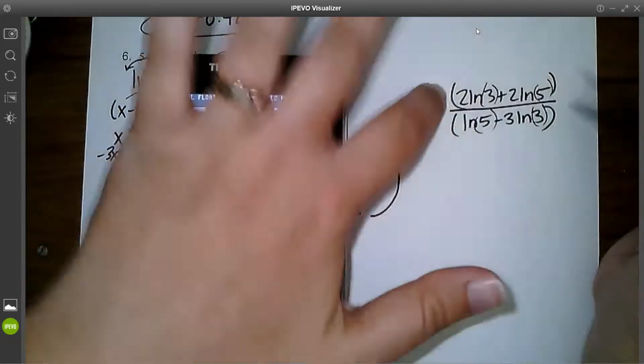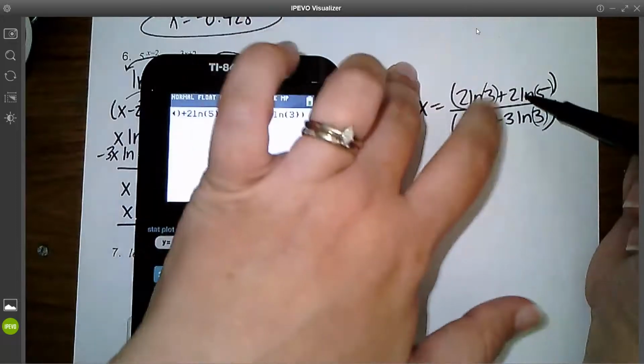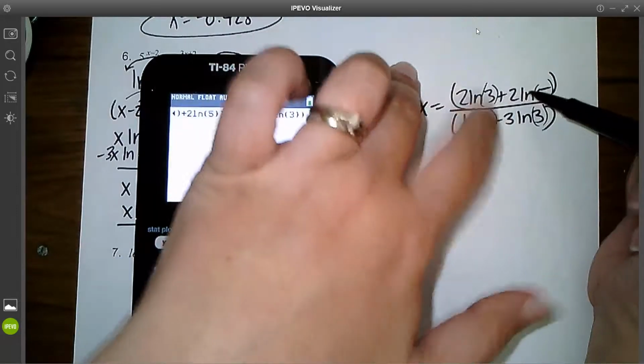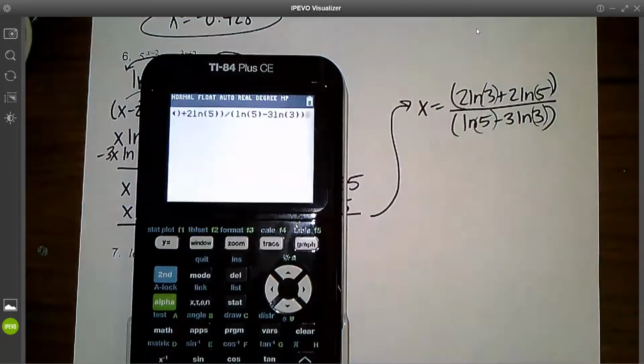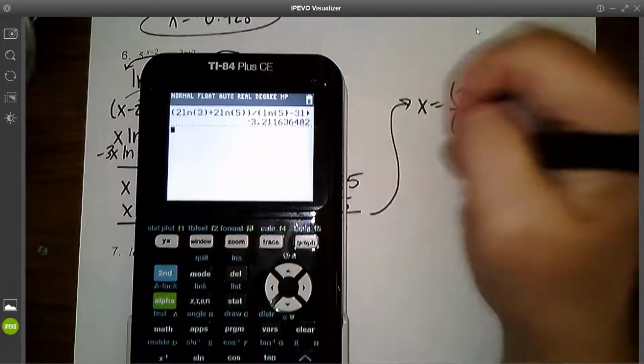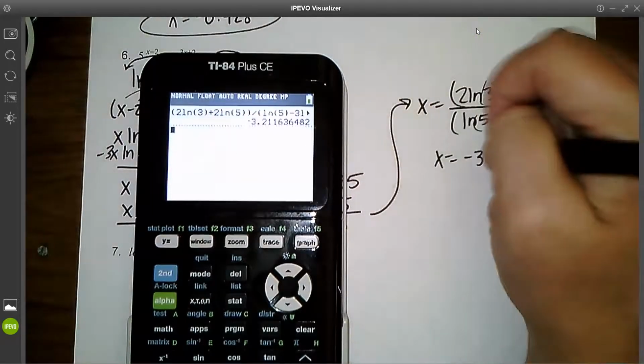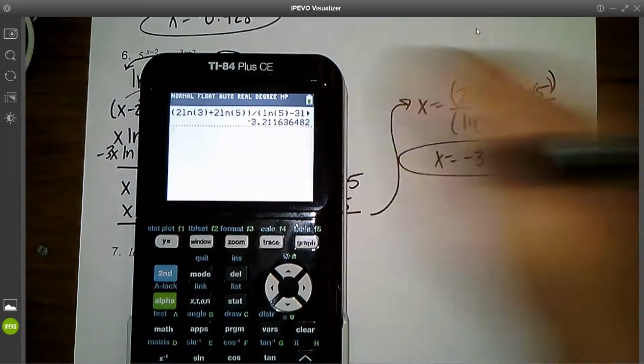So you need parentheses around the top and the bottom, because if you don't, it's just going to divide these two things together and then add those, just order of operations. So you get x equals negative 3.212 if you round it to 3 decimal places.